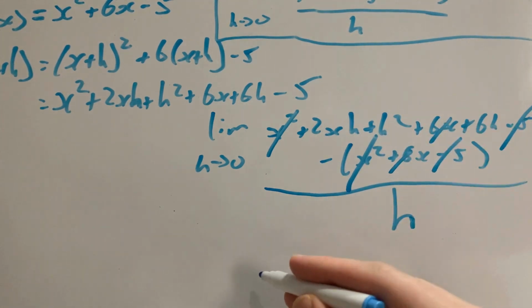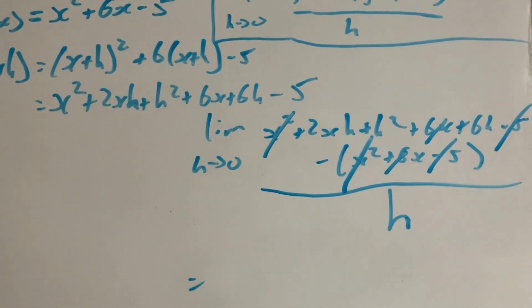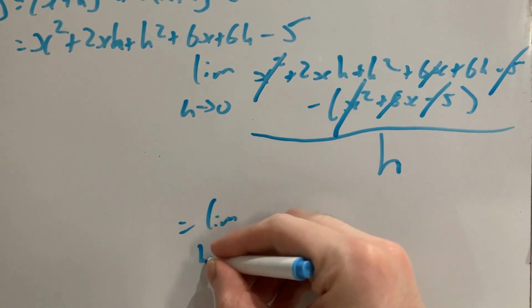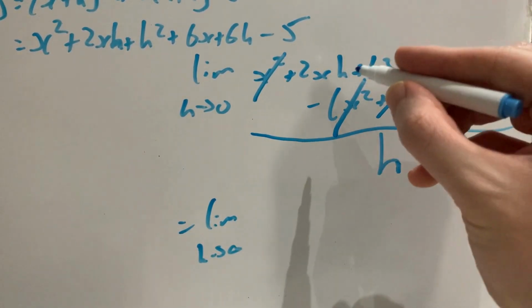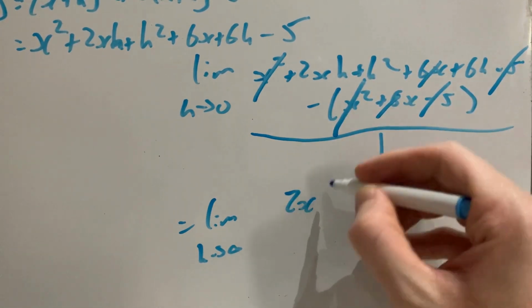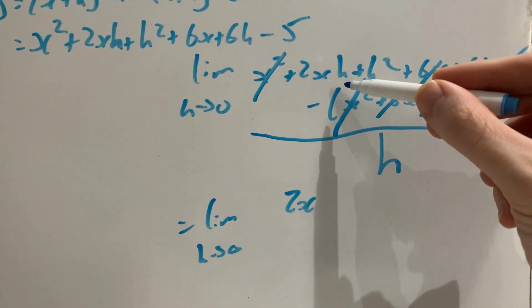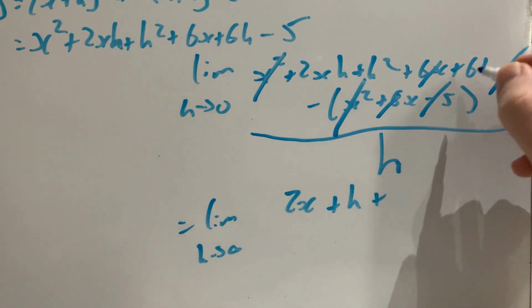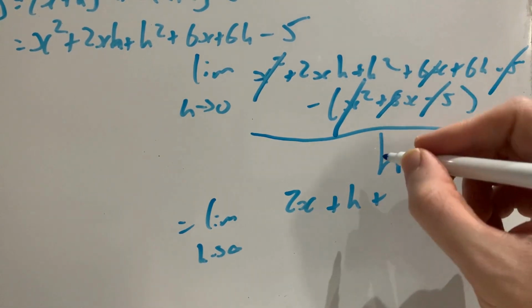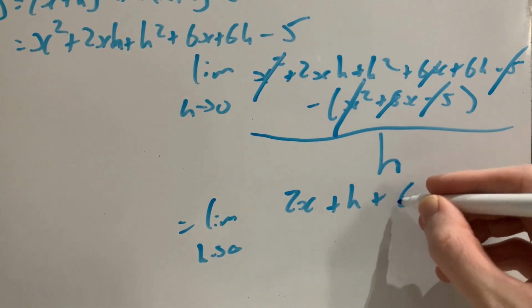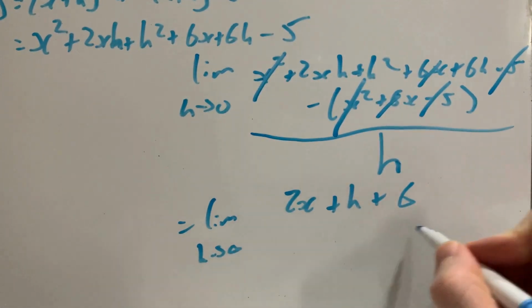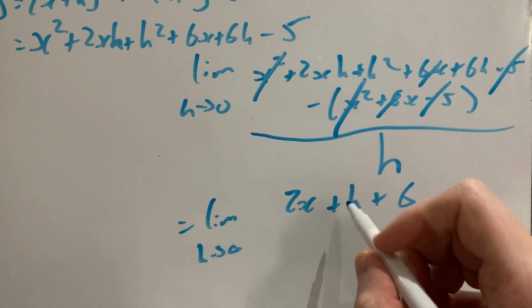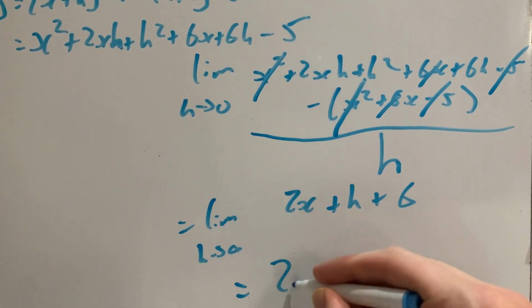So we can cancel some of the h's again. So we're going to write it down here. It's going to be the limit as h tends to 0. So we're going to have 2x, because 2x over h is 2x. And then h squared over h is just h. And we've got another 6h here, so 6h divided by h is 6. So it's the limit as h tends to 0 of this. As h gets really close to 0, this is going to approach 2x plus 6.